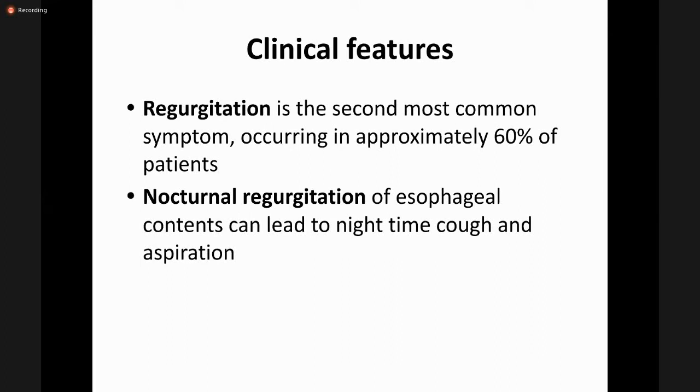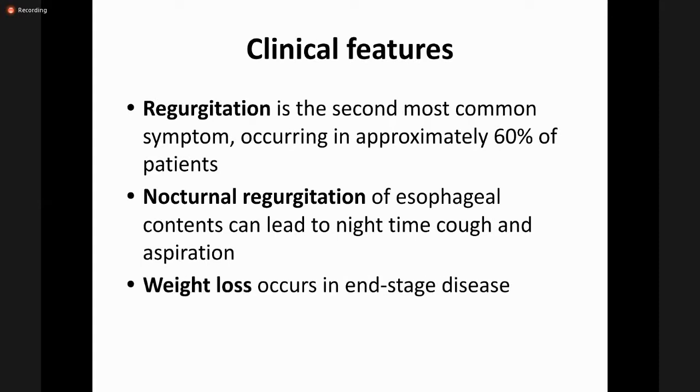During sleep, the esophageal contents come back into the mouth, and this may lead to nighttime cough and aspiration. The patient may aspirate because the contents come into the mouth, and through the larynx they may go into the respiratory tract and cause cough and aspiration. And in the late stage, the patient may experience weight loss.